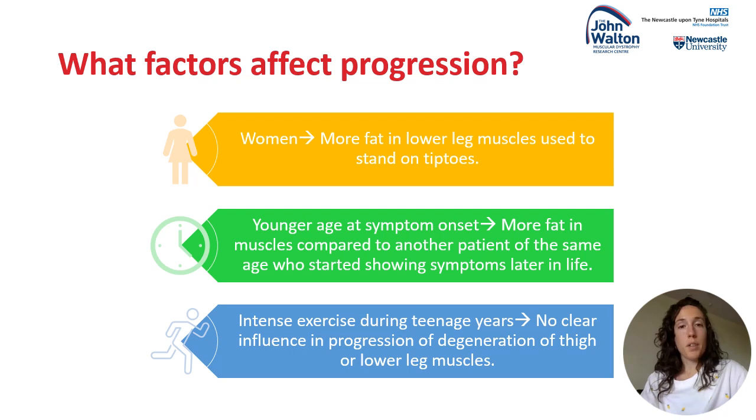We also discovered that females show on average higher levels of fat in the muscles below the knees, specifically in those used to stand on tiptoes. The difference is more evident between the 3rd and 5th decade of life. People with younger age at onset of symptoms seem to have higher levels of fat than those with later onset. But at the same time, no clear link was identified between exercise levels as teenagers and fat replacement trajectory.